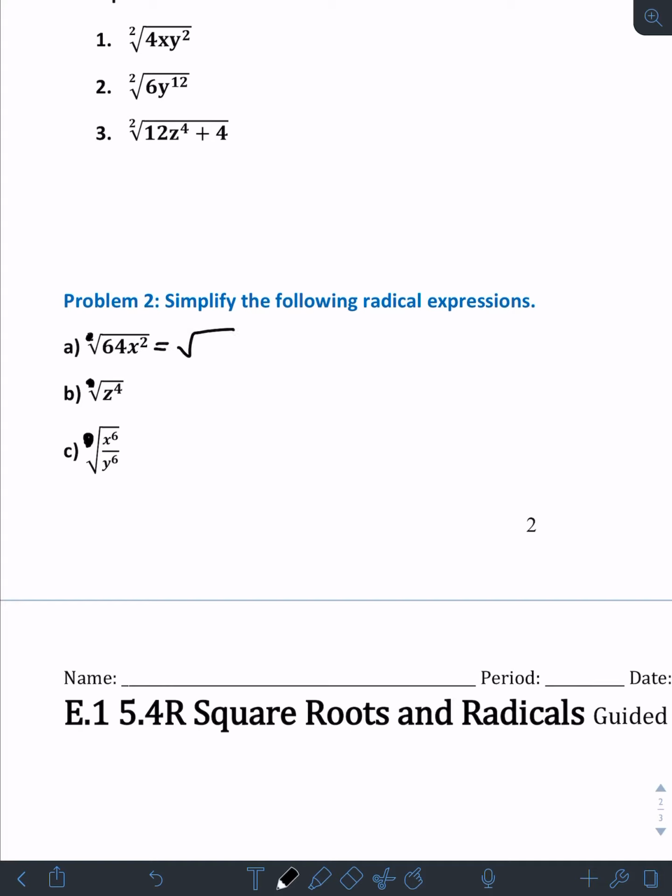So I can separate this and take the square root of 64 times x squared. Well, the square root of 64 is 8, and the square root of x squared is just x. So 8x is my solution. And then here, I have z to the fourth. So I could write out 4 z's if you wanted, and take out 2 groups of 2. And since I can take out 2 groups of 2, I am left with z squared as my solution.